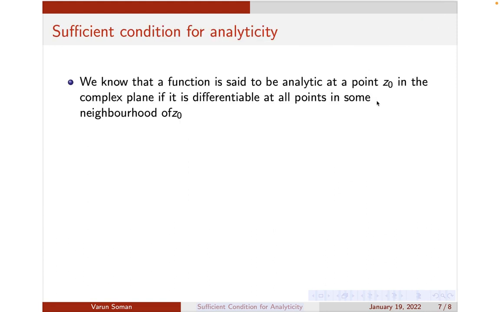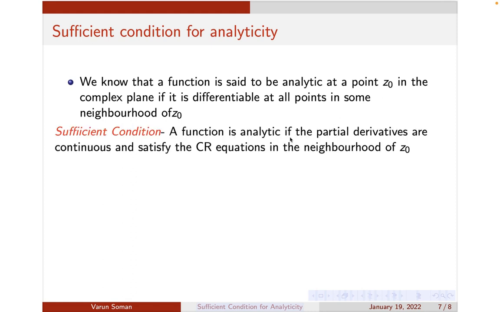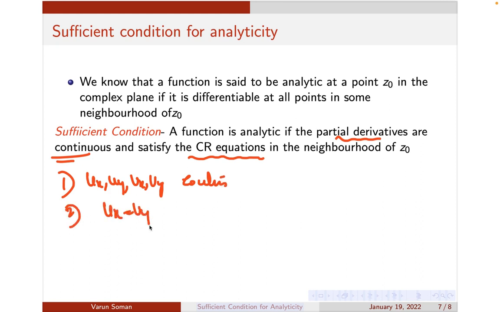If a function is to be analytic at a point, it should satisfy the Cauchy-Riemann equations plus the partial derivatives must be continuous. These are the two conditions. First of all, your partial derivatives ux, uy, vx, vy, which are in the Cauchy-Riemann equations, should be continuous. The second condition is that your Cauchy-Riemann equations should be satisfied, that is, ux is equal to vy and uy is equal to minus vx. If these two conditions are satisfied, we will say that the function is analytic. The proof of this is not required for you. Only remember these conditions. It's very simple.